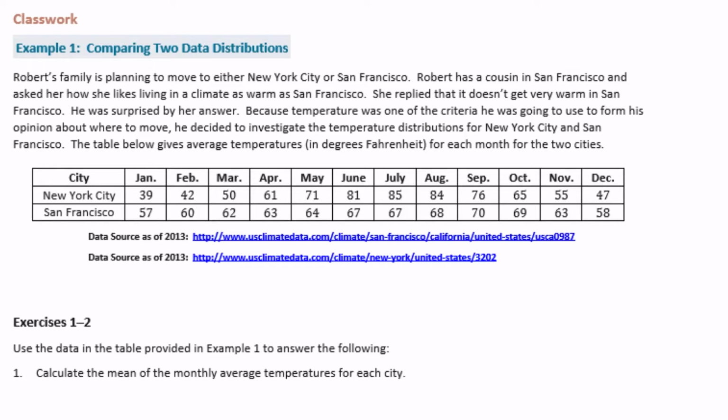The table below gives average temperatures in degrees Fahrenheit for each month for the two cities. So we have New York City and the temperature for January, February, all the way through December. And then we have all of the average temperatures in San Francisco for those months as well.